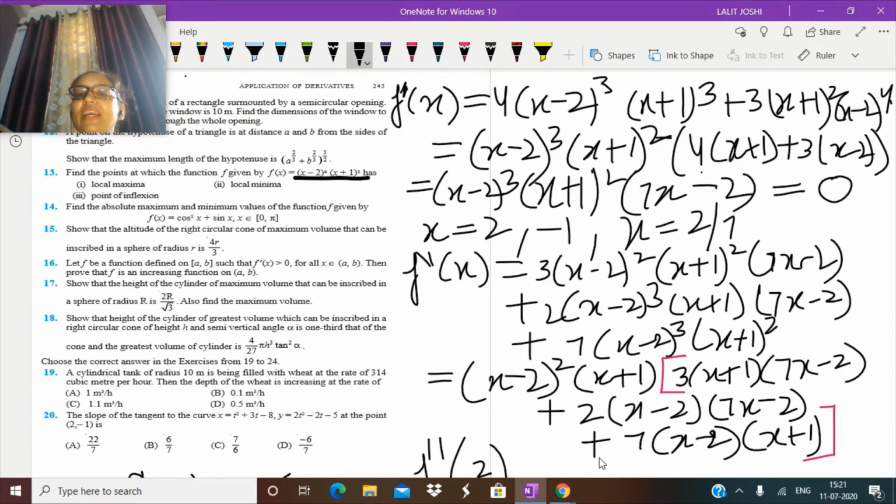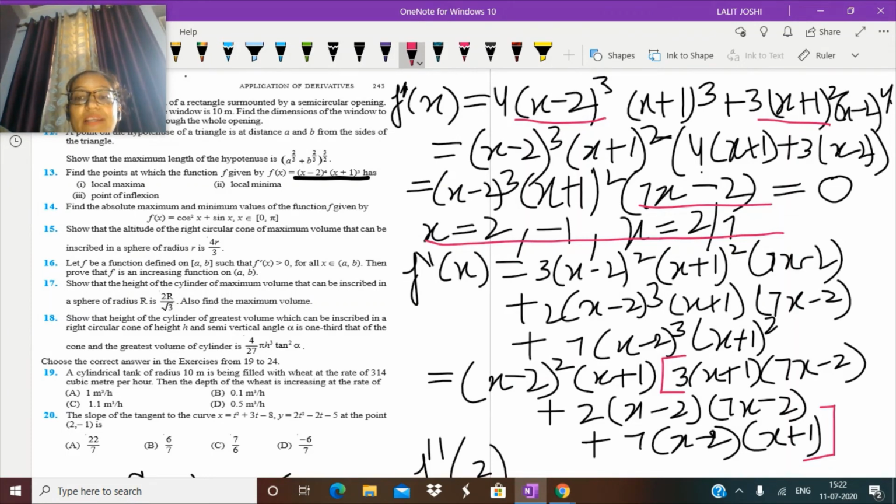Then what we'll do, we'll take common. So what factors will I take common? I'll take (x minus 2)^3 and I'll take (x plus 1)^2 common. So we will have 4(x plus 1) and 3(x minus 2). If I multiply it up, I'll get 7x minus 2 over here. So if I equate it to 0, my 3 critical points will be 2, minus 1 and 2 by 7.